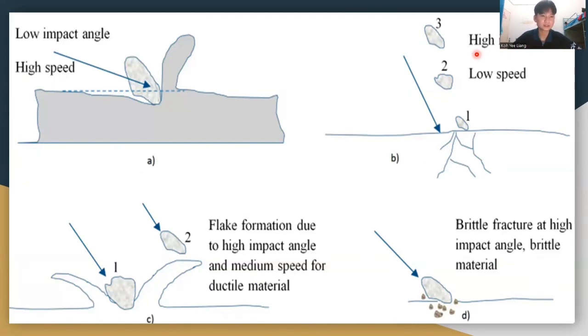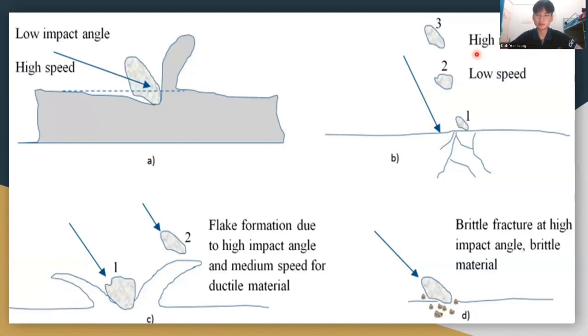The first one is low impact angle, but at high speed. Let's say that I have this surface and there's a stone. When a stone comes at high speed, it will scratch the surface, right? It will just pull and it will create high friction.